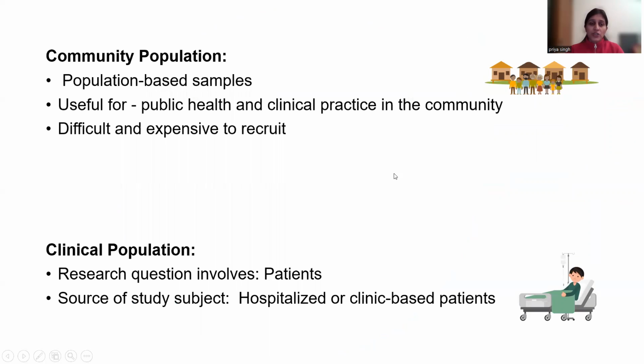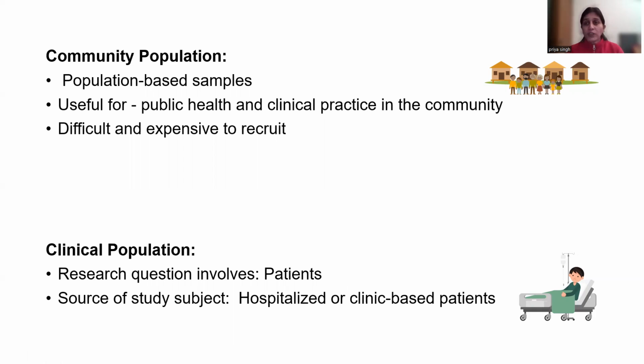So this population can be a community population, which is a true population-based sample. It is used for public health and clinical practice in the community, but it is difficult and expensive to recruit. However, when the research question involves patients, it is known as clinical population, and source of study subjects in such cases are hospitalized or clinic-based patients.